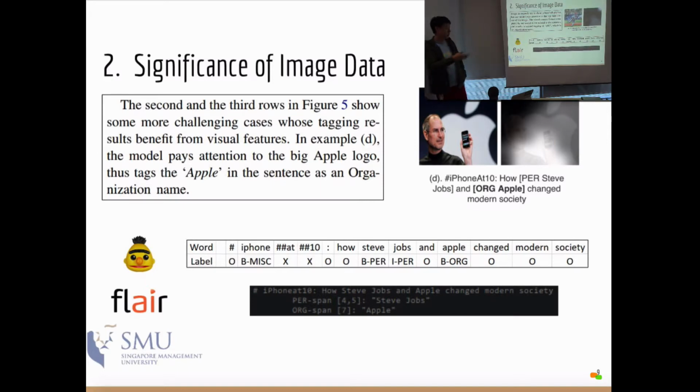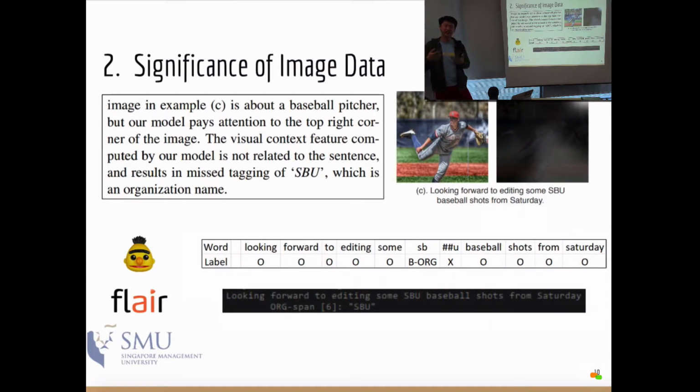This one is one of the examples that was given as a negative example. The attention is going to a wrong part of the image, so you miss tagging SBU, which is an organization. But if you run BERT and Flair, again, SBU is tagged as organization. So to me, it seems like the image doesn't do much, if it does anything at all. And even if it does something, it might mislead the tagging. So why do we need the image in the first place?